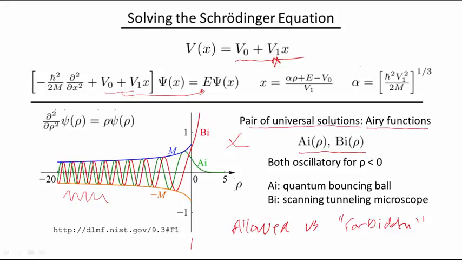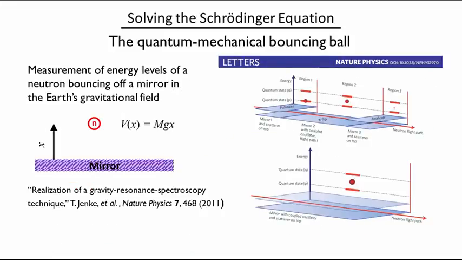Well, of course, these are two particular choices of function, and you can find their definitions in this chapter. They both oscillate when the argument is less than 0, and then Ai converges for rho greater than 0, and Bi diverges. And these two have implementations in physical systems. The one we're going to look at in detail here is the quantum mechanical bouncing ball, but this second type of Airy function becomes important in modeling things like the scanning tunneling microscope.